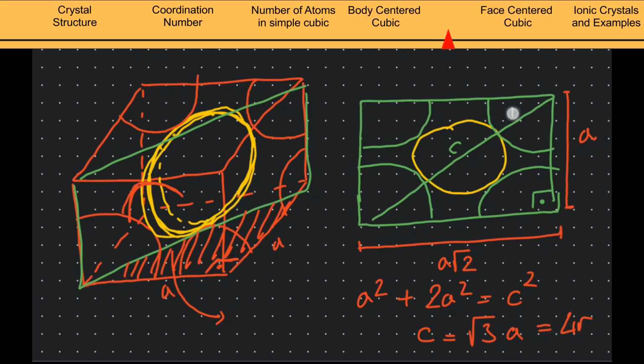Why? Since this part is R, this is R, this is R, and this length is also R. So A length in this case is equal to 4R over square root of 3. So I just want to teach the geometry of the unit cells.